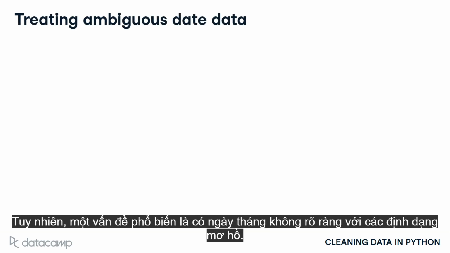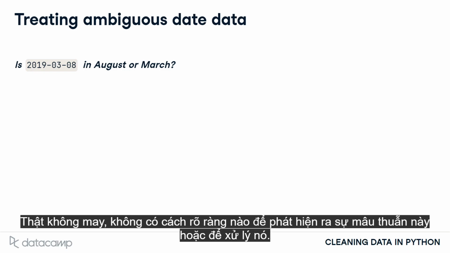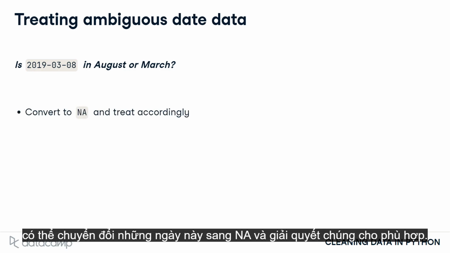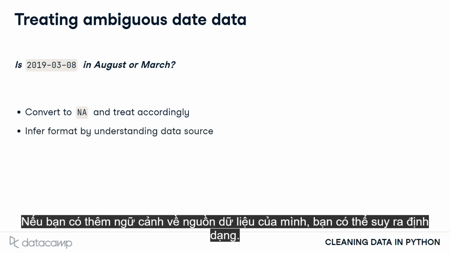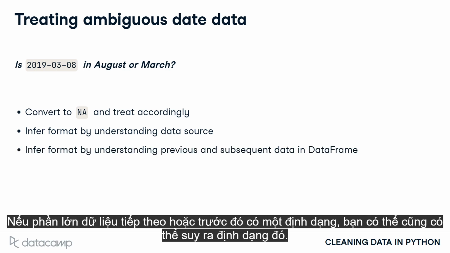However, a common problem is having ambiguous dates with vague formats. For example, is this date value set in March or August? Unfortunately, there's no clear-cut way to spot this inconsistency or to treat it. Depending on the size of the dataset and suspected ambiguities, we can either convert these dates to NAs and deal with them accordingly. Or, if you have additional context on the source of your data, you can probably also infer the format. If the majority of subsequent or previous data is of one format, you could also probably infer the format here as well.